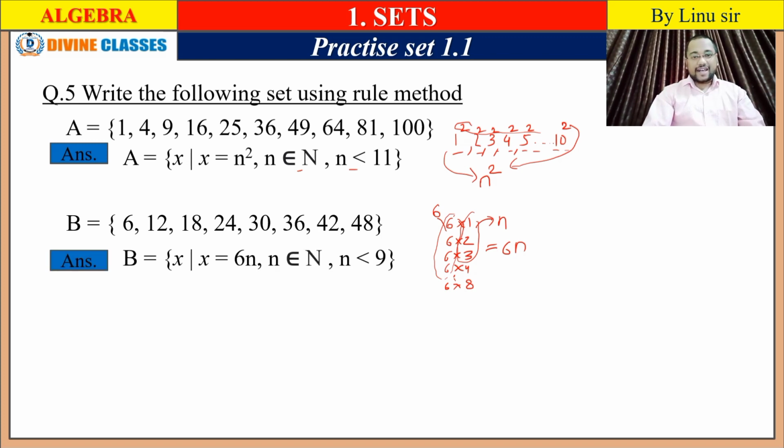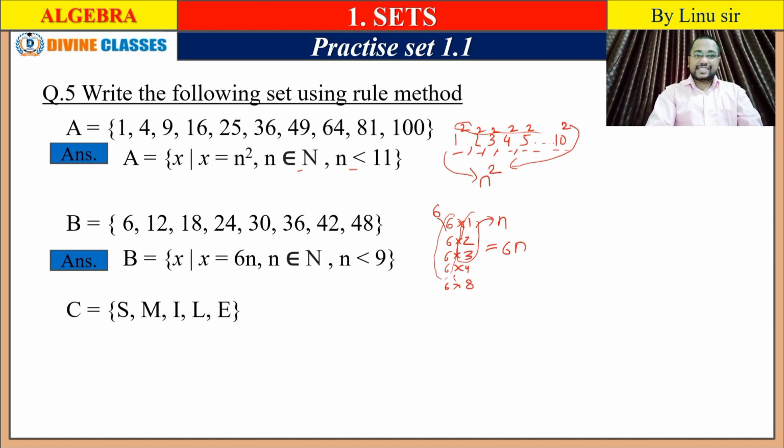So the answer will be in this manner: set B is equal to curly bracket open x such that x is equal to 6n. Yes, so the starting point is it starts from 1, right? So n belongs to natural number and it is ending till 8. That means 8, matlab 9 se chhota. That means n is less than 9.